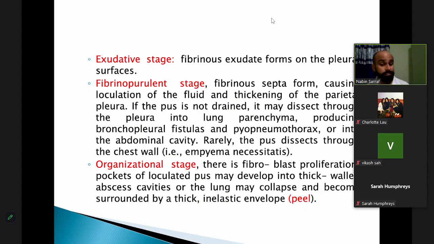In the organizational stage, fibroblast proliferation is seen, and once the loculation has already formed, the wall is thickened and can make abscess cavities in the lungs, which can collapse the lungs or interfere with the normal functions of the lungs.